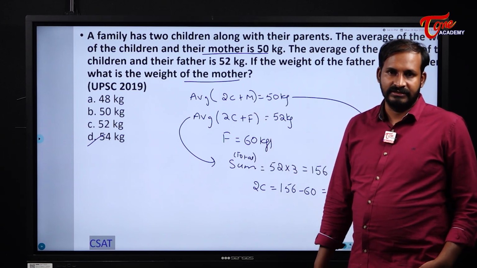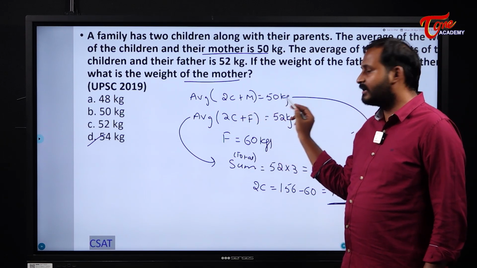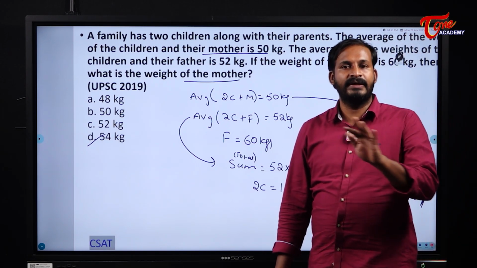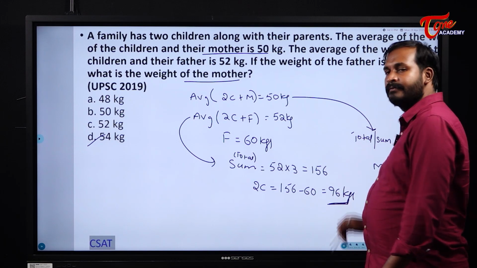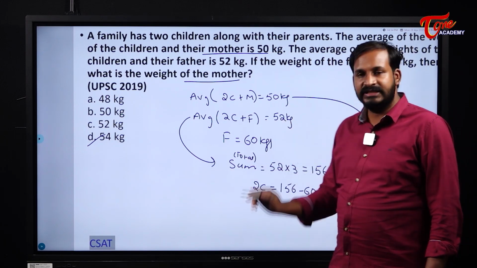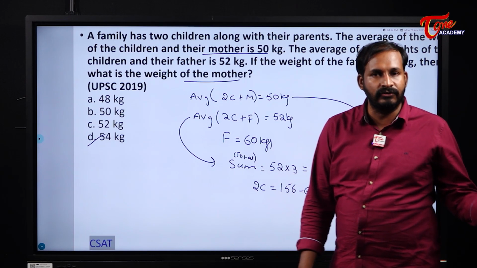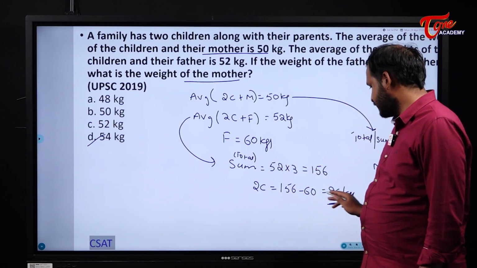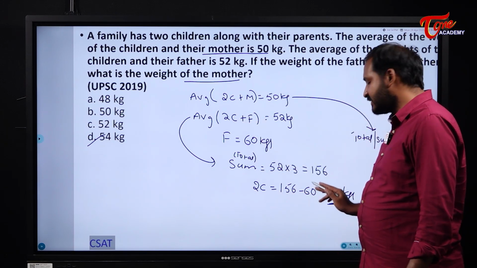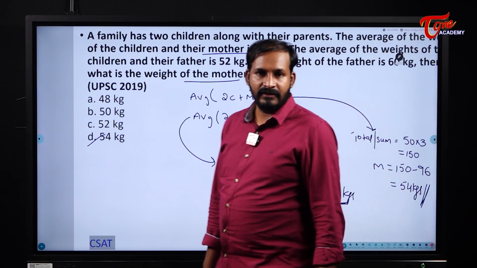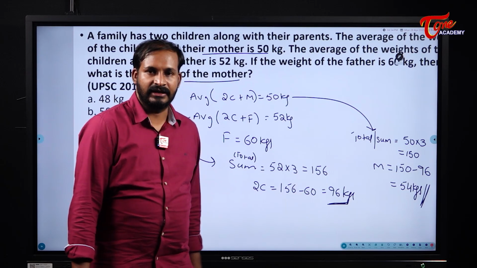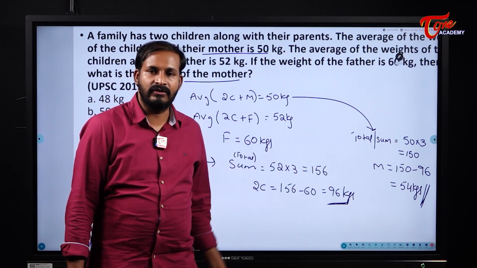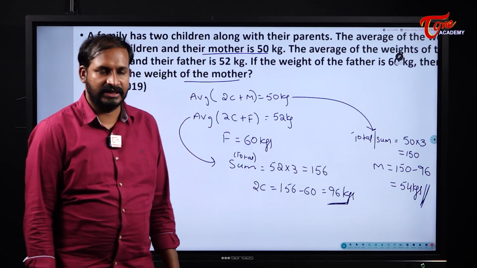See, mostly they will give us two different things, but they will be interlinked with each other. Average of two children and mother they gave as 50. That means 3 persons' average is 50, so total is 50 into 3, 150. And 3 persons' average is 52, so total is 52 into 3, that will become 156. And father's weight they gave as 60, so children's weight will become 96. By substituting this 96, we got the mother's weight as 54 kgs.